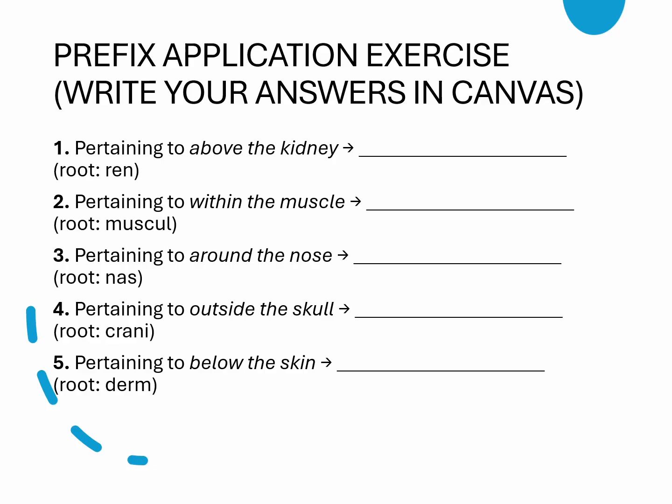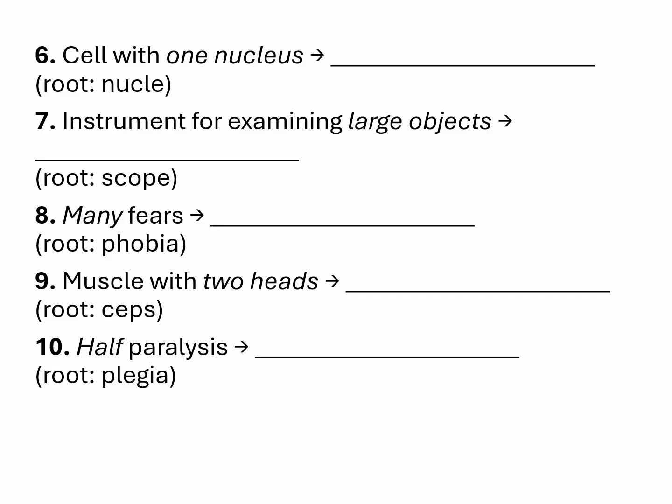Number 1, pertaining to above the kidney. 2, pertaining to within the muscle. 3, pertaining to around the nose. 4, pertaining to outside the skull. 5, pertaining to below the skin. Number 6, cell with one nucleus. 7, instrument for examining large objects. 8, many fears. 9, muscle with two heads. 10, half paralysis.